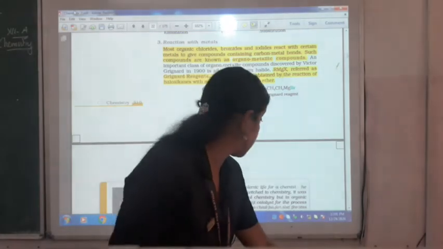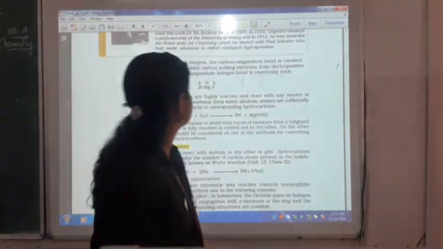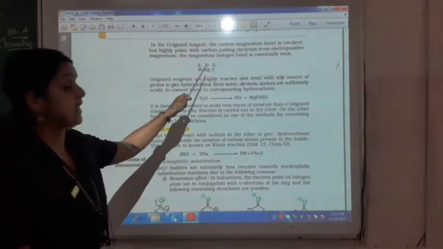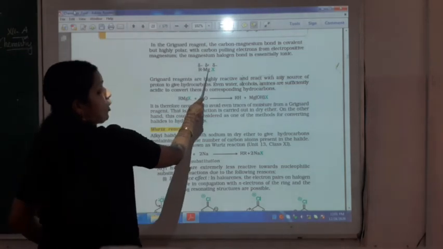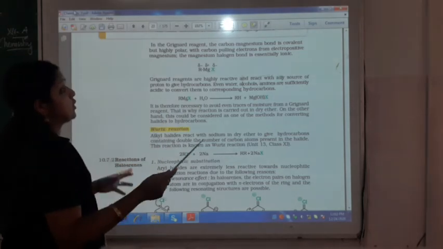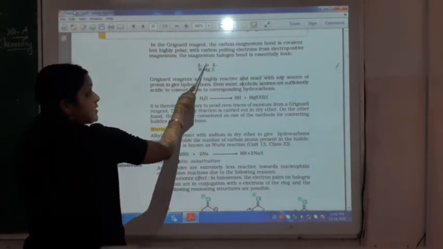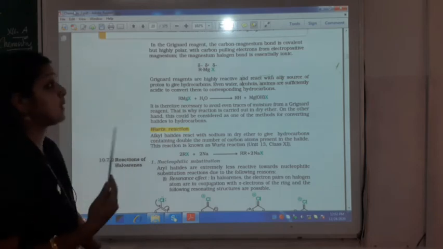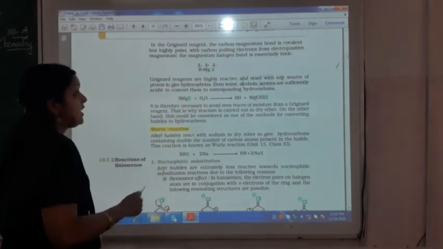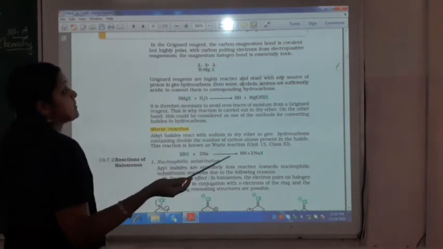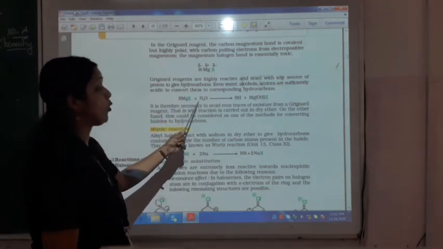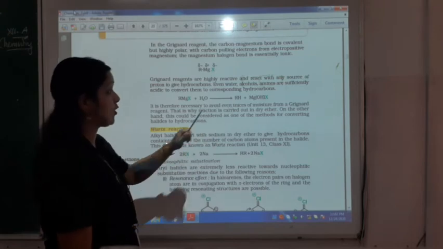Now, let us see what happens here. In Grignard reagent, this carbon magnesium bond is actually covalent because the electronegativity difference is very huge. So, carbon starts pulling the electrons towards itself from the magnesium. So, the bond actually becomes ionic and this becomes covalent. RMg is covalent, MgX becomes ionic. Grignard reagents are very highly reactive, so they react with water to form RH, that is hydrocarbons also.